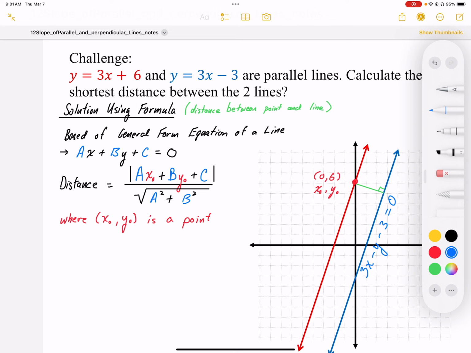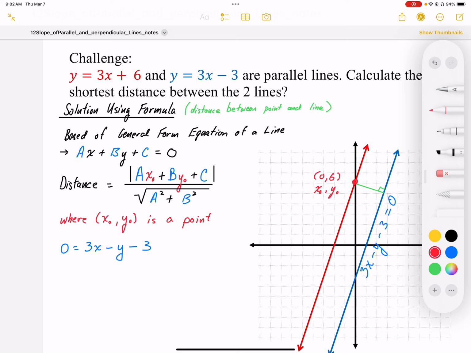All that really entails is moving the y to the other side. So I'm going to go 0 = 3x - y - 3. Now I have the coefficients I need: A is 3, B is negative 1, C is negative 3. We're going to plug that into the formula, and we've already decided that x0, y0, the point we're finding the distance to, is going to be the y-intercept.